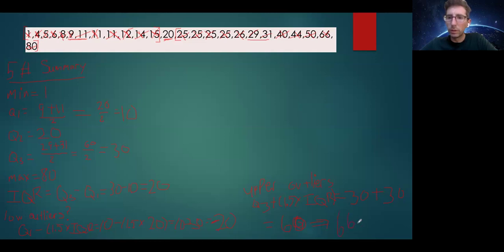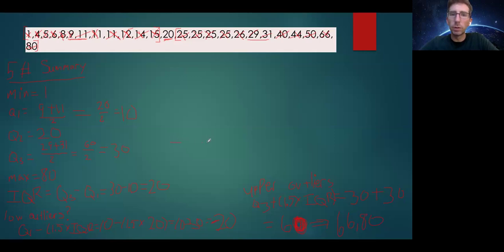And we have two values in our data set. If we go back to our data set up here, 66 and 80 are both greater than 60. So these two values are outliers. So we're going to denote those on our box plot. And also the whisker, that means the whisker will be at 50 instead of at 80.